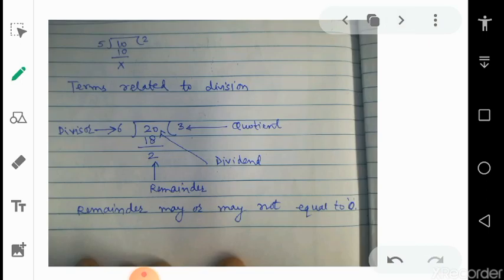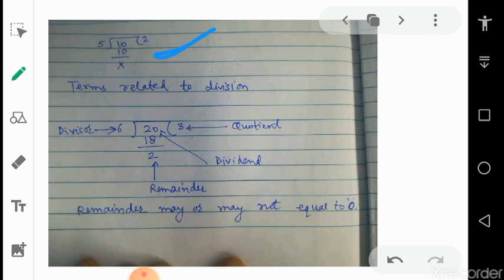as in the previous question, 10 mangoes were divided among 5 people, so each one will get 2 mangoes. According to the division process, the whole method is written in this way. The number inside the block is the dividend, hence 10 is the dividend and 5 is the divisor.